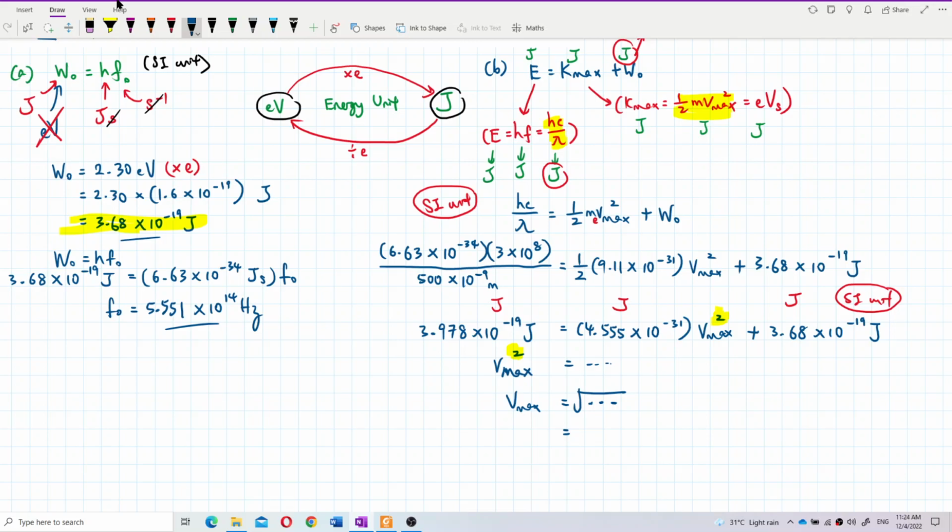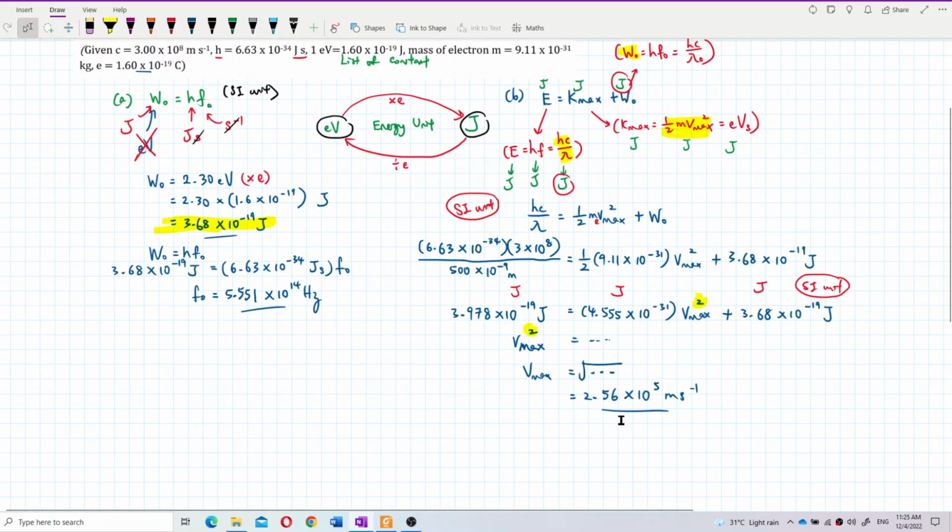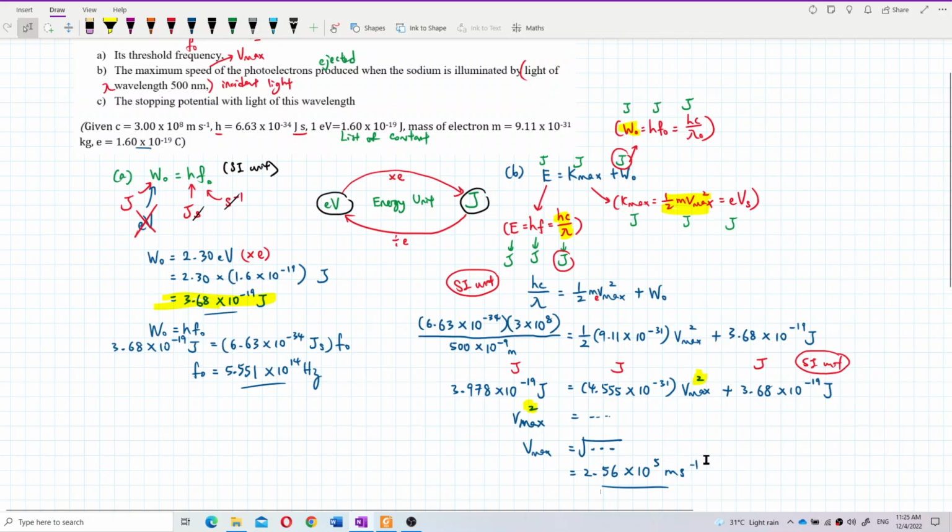the Vmax is actually 2.56 exponent 5 meter per second. So that's the maximum speed. Okay, there's no answer here, never mind, I just accept what it is. 2.56 exponent 5 meter per second. That's the maximum speed of the photoelectron ejected.